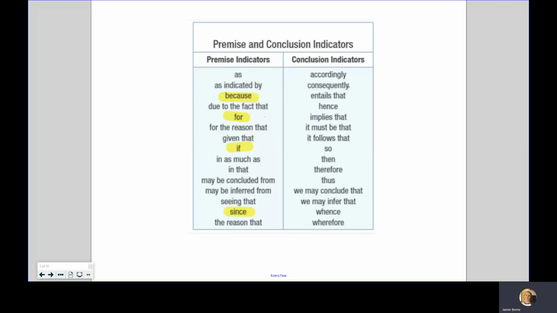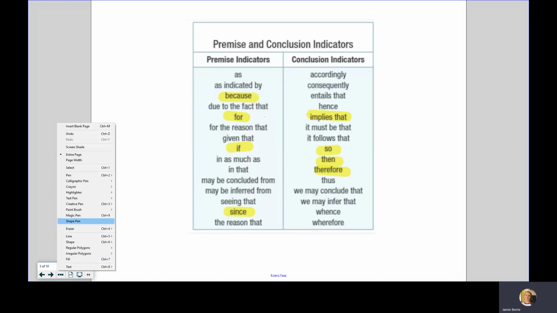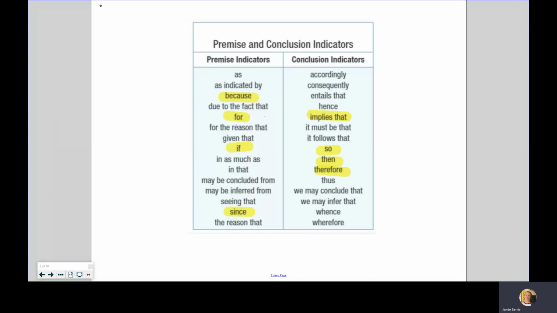Some indicators of the conclusion would be words like accordingly, consequently, entails that, hence, implies that, it must be that, it follows that, so, then, therefore, thus, we may conclude that, we may infer that, whence, and wherefore. This is really good information for your index card for the next test. So take a second and write those down. And this little table is going to be super helpful for the homework.